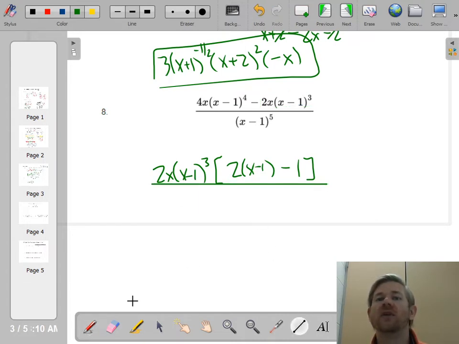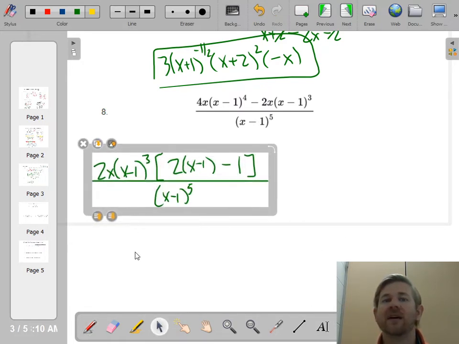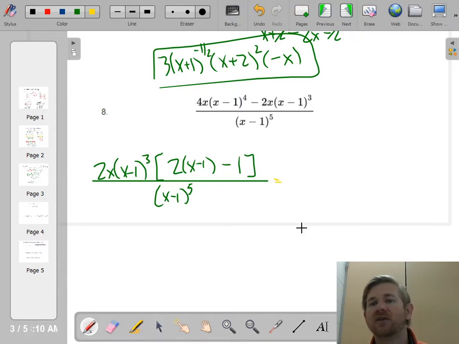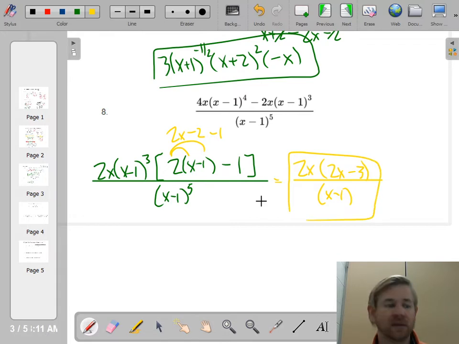Now this is all over x minus 1 to the 5th, which I'm going to do right now. Look at that. If you have 3 x minus 1's in the top and you have 5 x minus 1's in the bottom, you can cancel out 3 of them and you will end up with 2 x minus 1's in the bottom. We still have 2x in the top. Those all canceled. Then what is this? 2x minus 2 minus 1, so that would be 2x minus 3. And that is your completely factored form. So you can cancel out some of those binomial pairs. Cool.